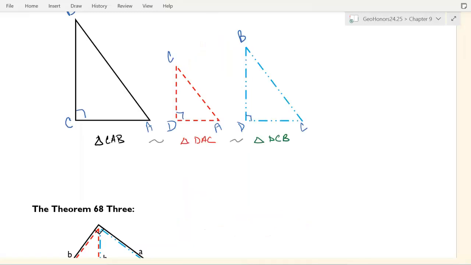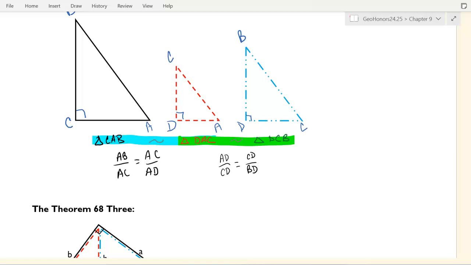Now, if I take a look at my first two triangles and the similarity statement, from there I can state that segment AB over segment AC is equal to segment AC over segment AD, using my proportional sides in similar triangles. Similarly, using my second two triangles, I can state that AD over CD is equal to CD over BD, and using the first and third triangles, I can state that AB over CB is equal to CB over DB.